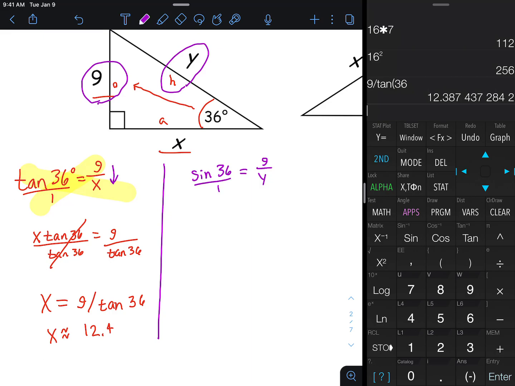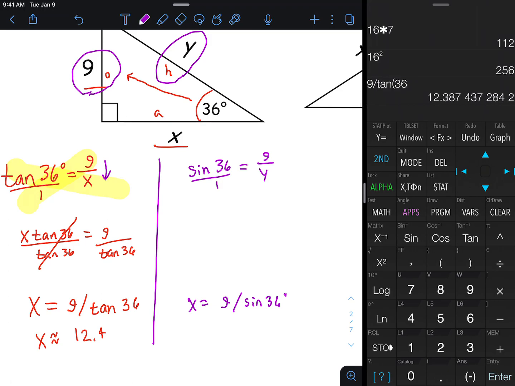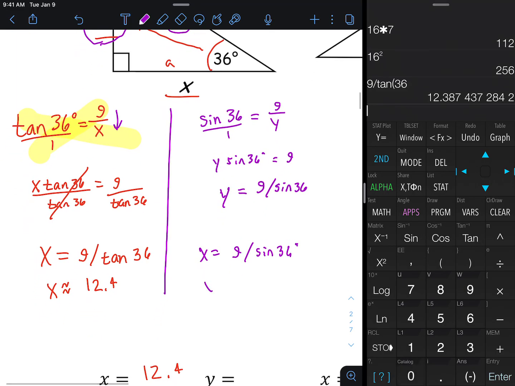The shortcut is, if the variable's in the denominator, eventually it's going to be a division problem that looks like this. So some of y'all might use that and say, okay, then x is 9 divided by sine of 36. You can do that little shortcut if you want, or you can just cross multiply again. y sine 36 degrees equals 9, and then divide both sides by sine 36.